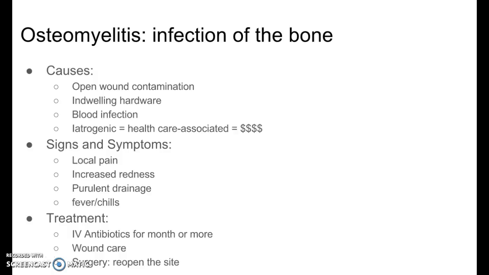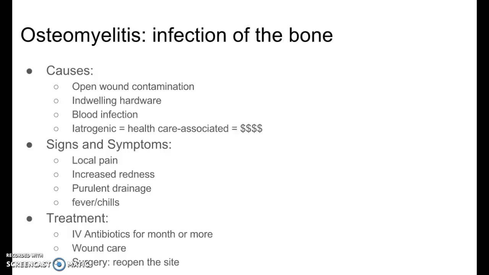Indwelling hardware. Anytime that we do surgery and the surgery involves putting something non-human inside of a human, we're going to have an increased risk of infection. A lot of times our bodies know when we're putting something in there that doesn't belong, and we have this automatic kind of rejection of the hardware, and so that's going to increase the risk of infection too. Blood infections can occur anytime you have an infection in another part of the body, and when it gets in the blood it can travel pretty much anywhere.